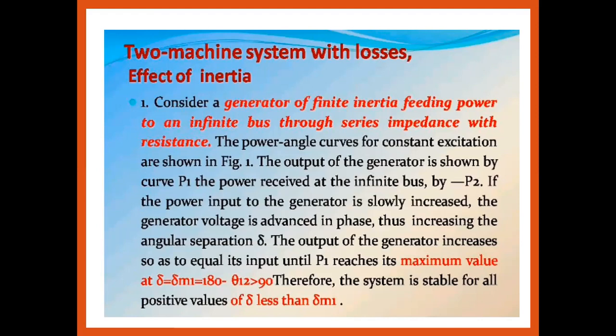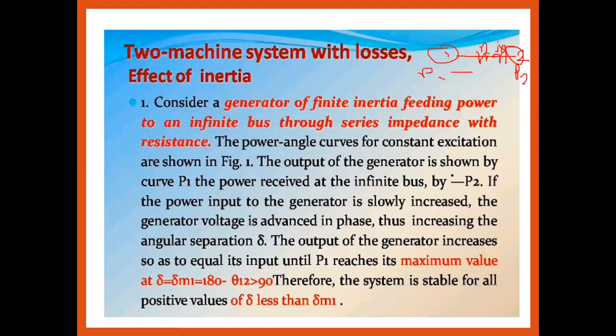So let us consider a generator of finite inertia feeding power to the infinite bus through a series impedance with a resistance. Means the two machine system should be connected, in between, with the resistance and inductance, and the other machine must be connected to the infinite bus. You get P1 power or you get P2 power.